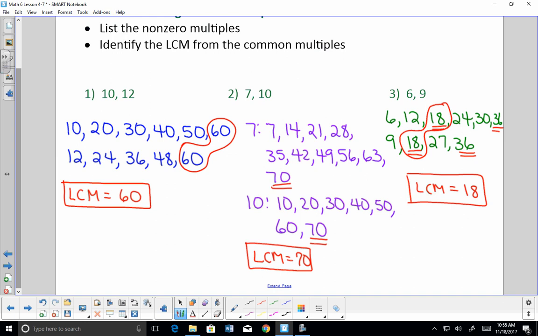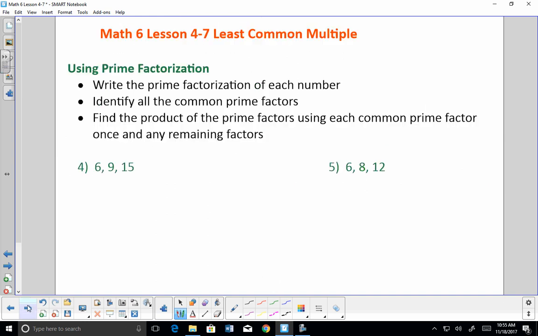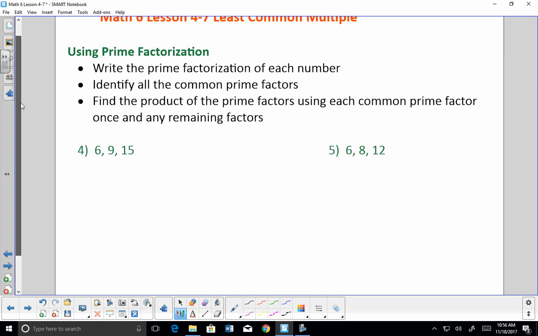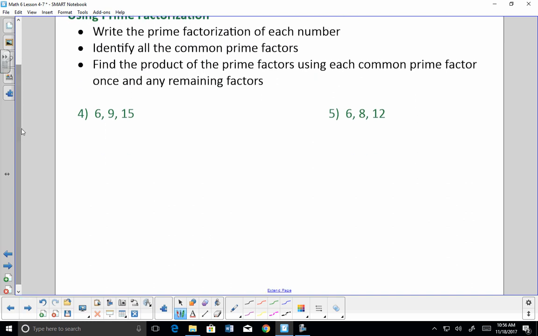That's one way for finding least common multiple. Not my favorite way. Works well when your numbers are small. Does not work well when your numbers are bigger. When your numbers are bigger, it's much easier to find the least common multiple using prime factorization. You will write the prime factorization of each number, you will identify all the common prime factors and then find the product of the prime factors using each common prime factor once and any remaining factors. There's the key there with using prime factorization. Let's take a look at this.